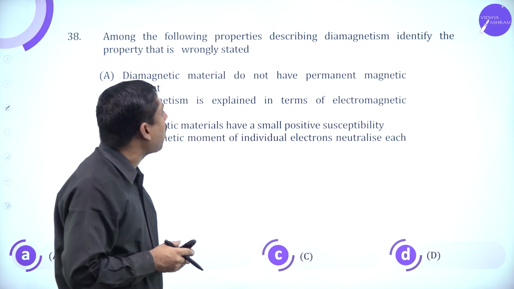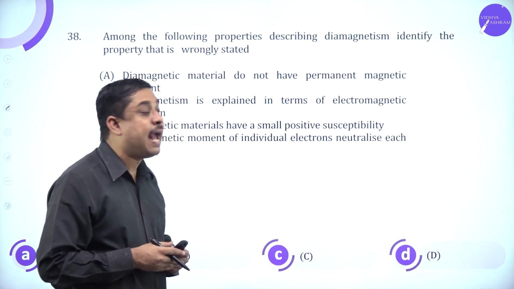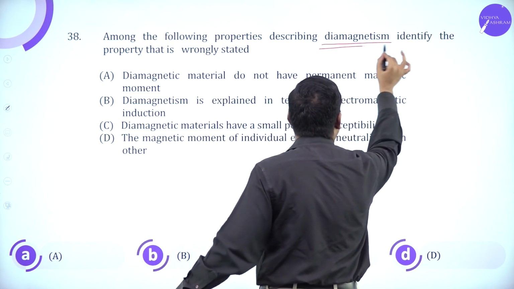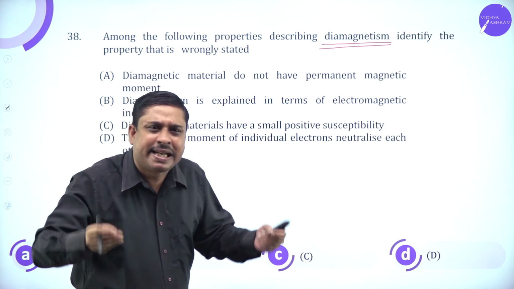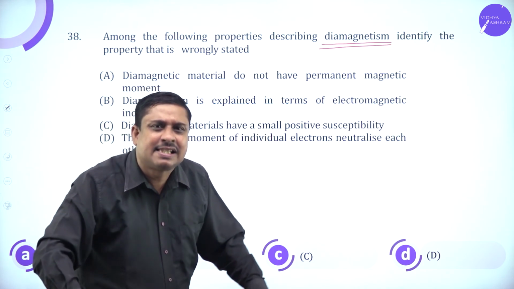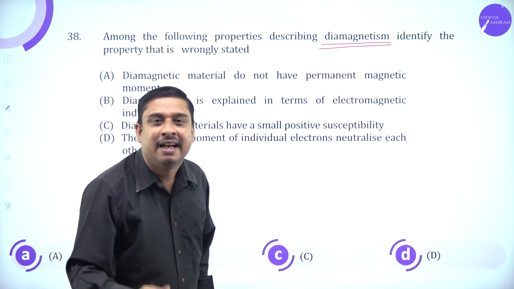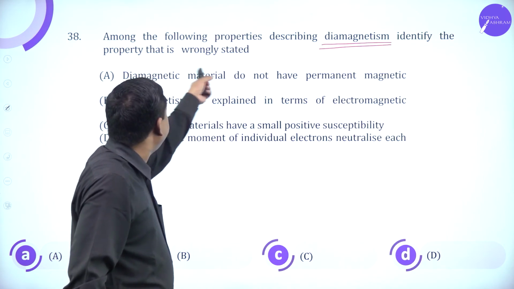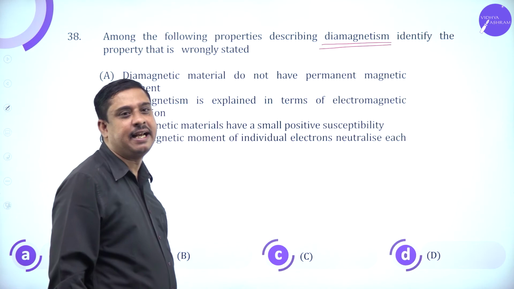Among the following properties describing diamagnetism, identify the property that is wrongly stated. Diamagnetism means in those materials magnetism cannot exist at all. D for diamagnetism.